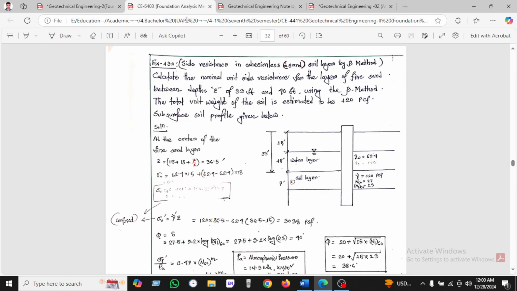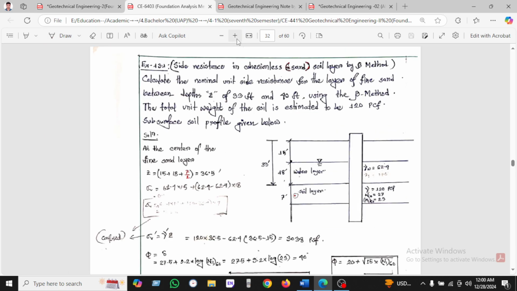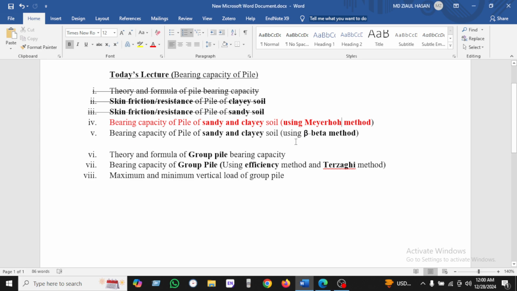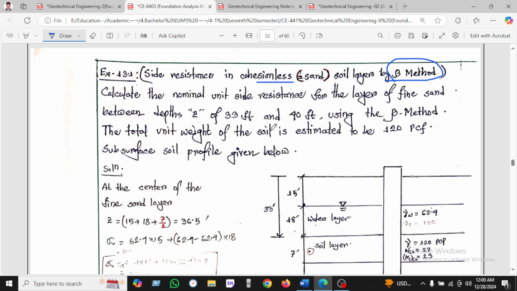So if we go to the beta method, this is another method. So let's see the side resistance coefficient of the beta method. So this is another method. So our main topics have been covered. Now we'll see the bearing capacity of pile in sand and clay by the beta method. So let's see the beta method.